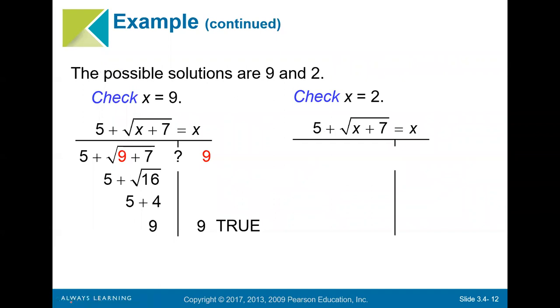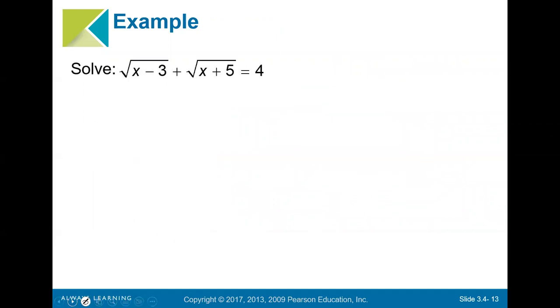So I'm just going to get through the slides and wrap this up. We have another example here. You notice we have two radicals. So what I'm going to do is isolate one of them. I'm going to take this one here and subtract it from both sides.